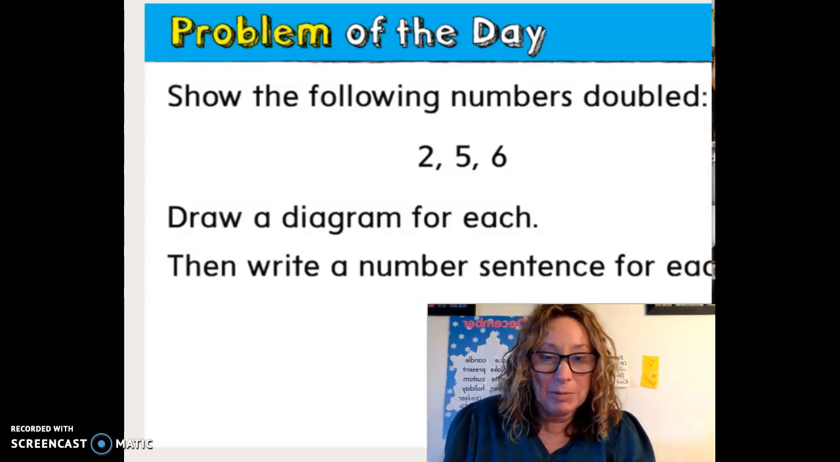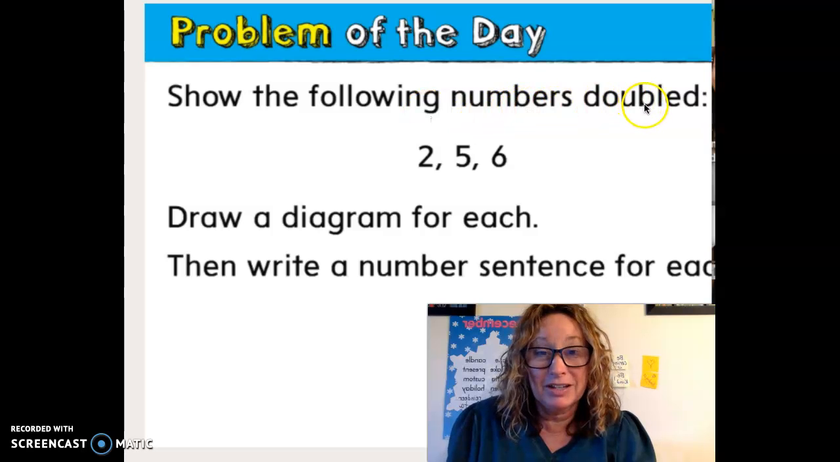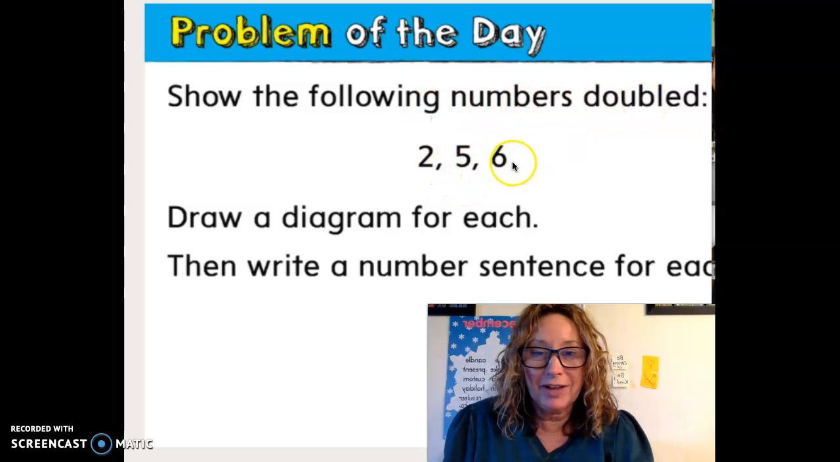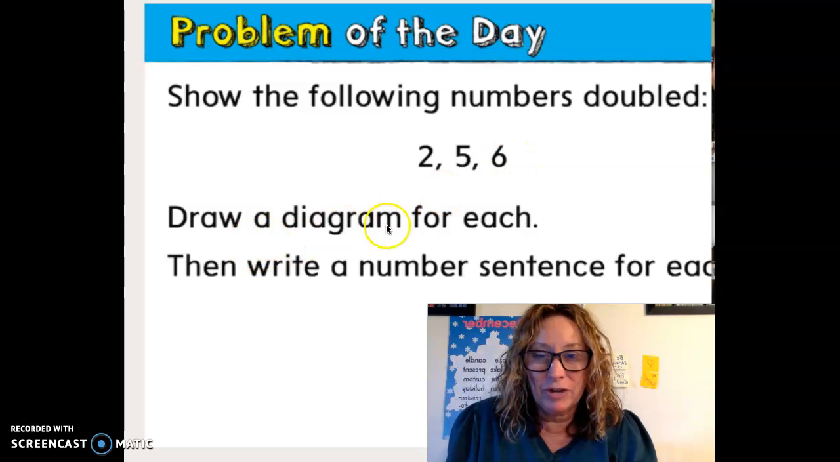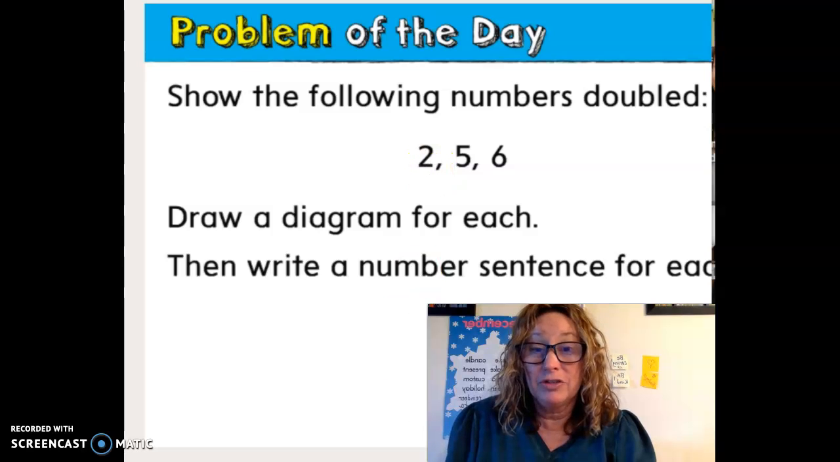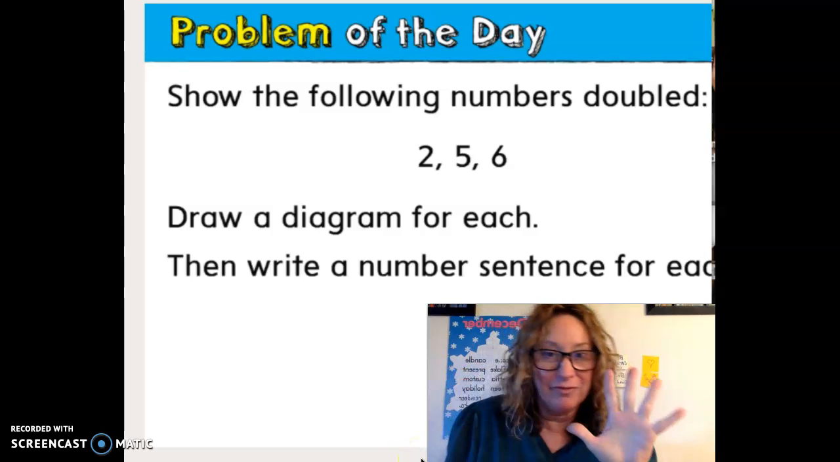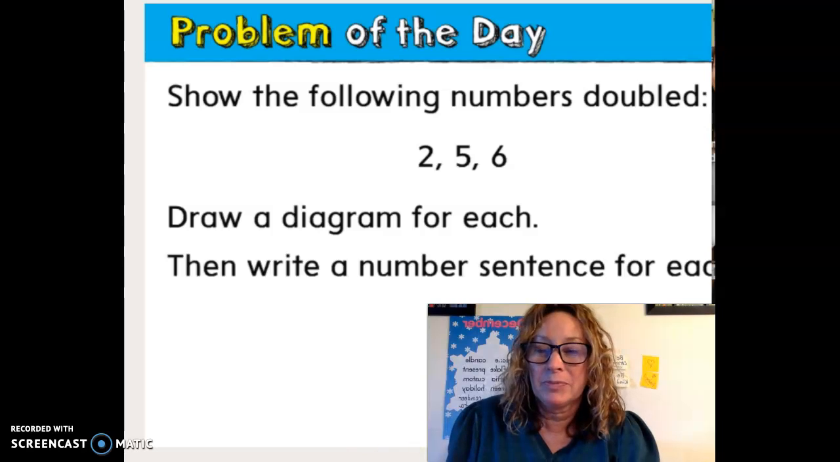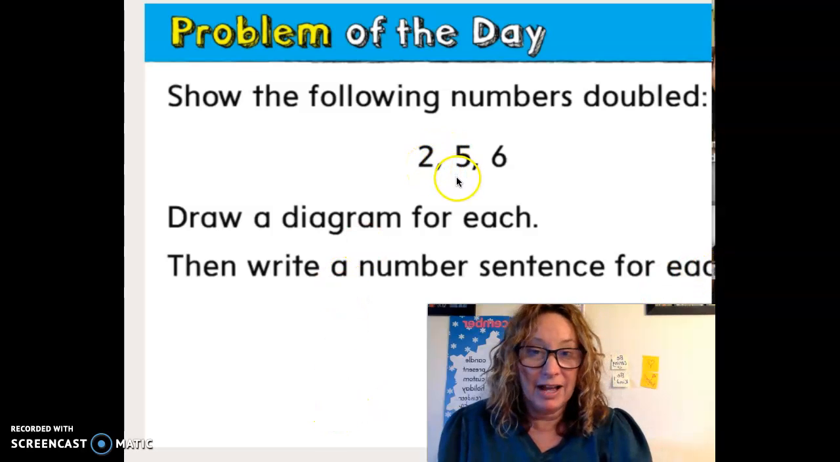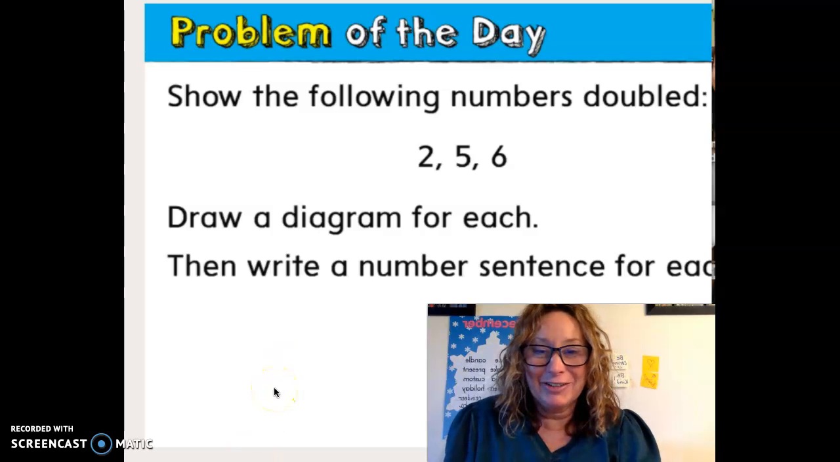Let's take a look at this problem of the day. It says to show the following numbers doubled: 2, 5, and 6. Okay, so you can draw a diagram or a picture for each. So for example, for 2, you would draw 2 and 2. For 5, you could draw 5 and 5. You can just make circles or X's. And then write a number sentence for each. So it'd be 2 plus 2, 5 plus 5. All right, so go ahead and work on this. We can pause the video and come back after we share out our work.